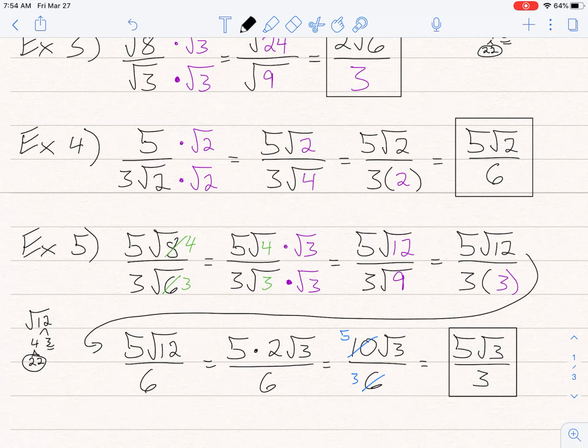So this was a quick lesson on how to simplify expressions that are represented with dividing radicals.